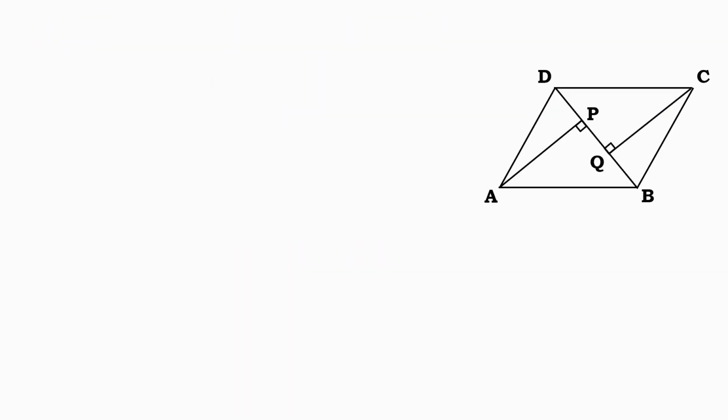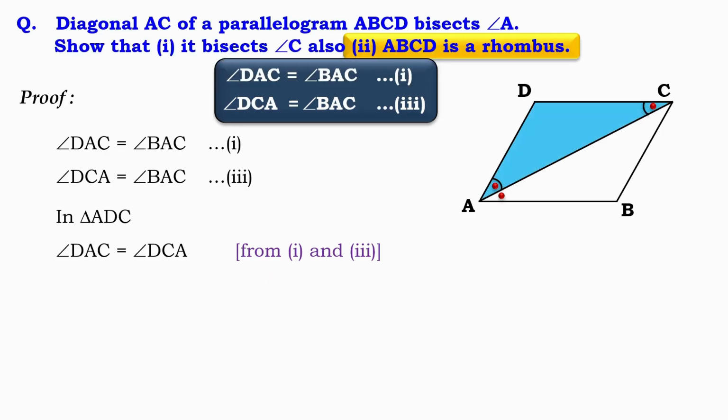Okay. Now take a look at triangle ADC. In triangle ADC, angle DAC is equal to angle DCA. Why? Because we already know that angle DAC equals angle BAC and angle DCA equals angle BAC. So the common link between these two is angle BAC. So from equations 1 and 3 we can say that angle DAC equals angle DCA. Correct?